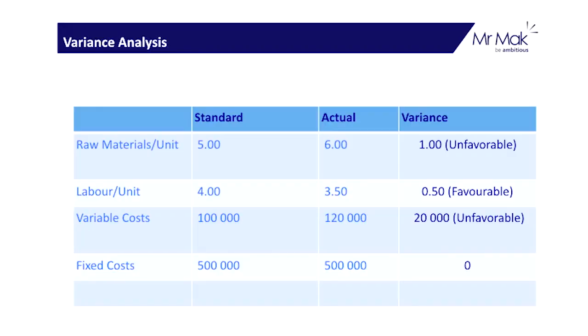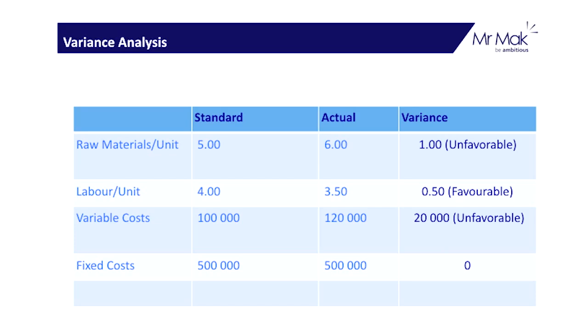In this example of variance analysis, we're just going to look at raw materials per unit, labor per unit. We're going to look at some of the variable costs, and we're going to look at some of the fixed costs. So for your raw materials, let us say the standard was 5. What we actually achieved in terms of the cost per each unit was 6. We have a variance of 1, and we've actually spent more than we expected to manufacture this item on raw materials, so it is an unfavorable or an adverse variance.